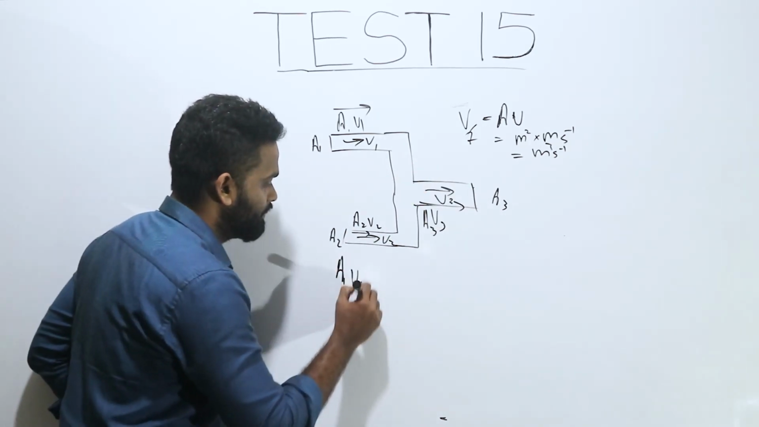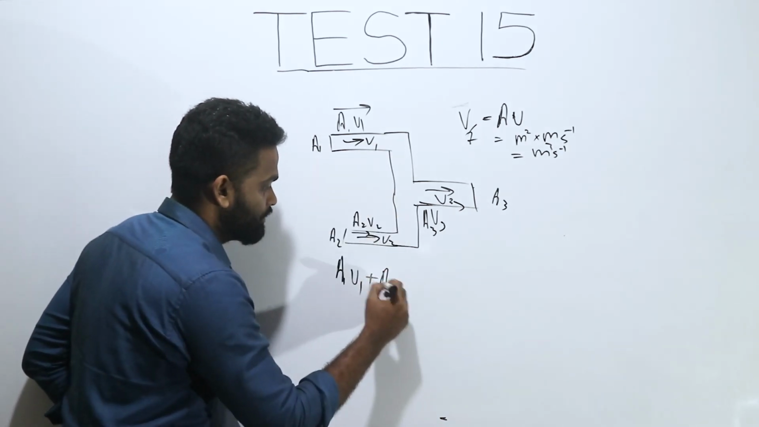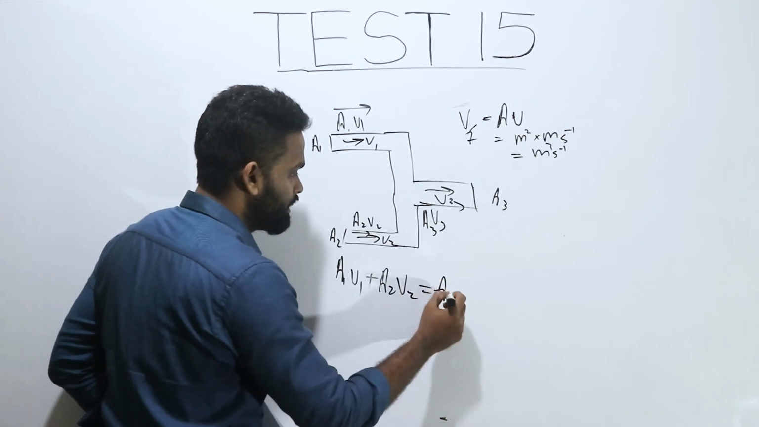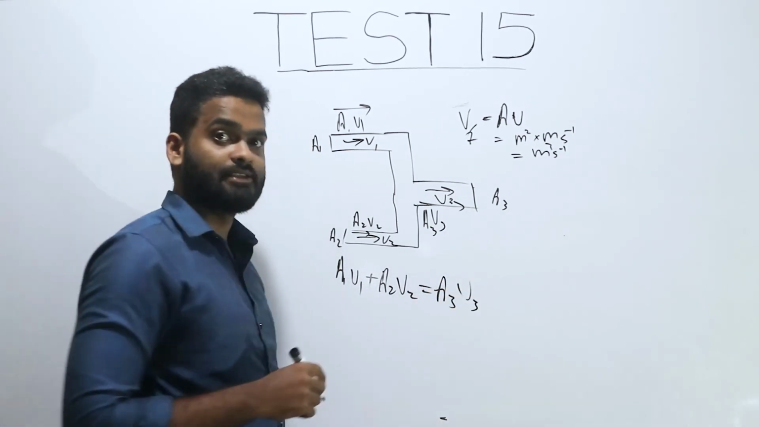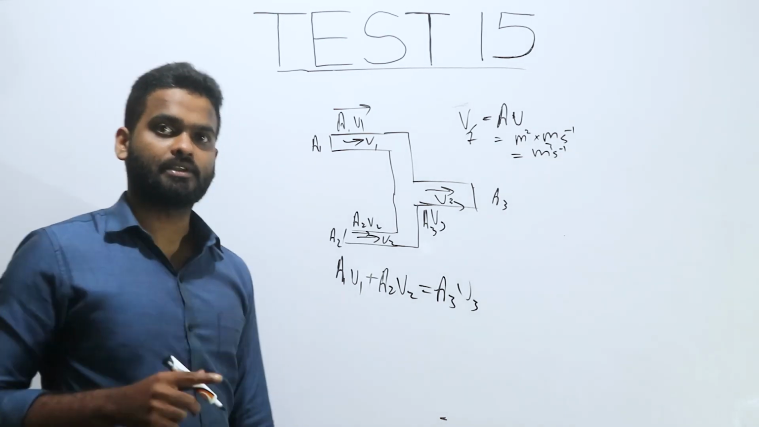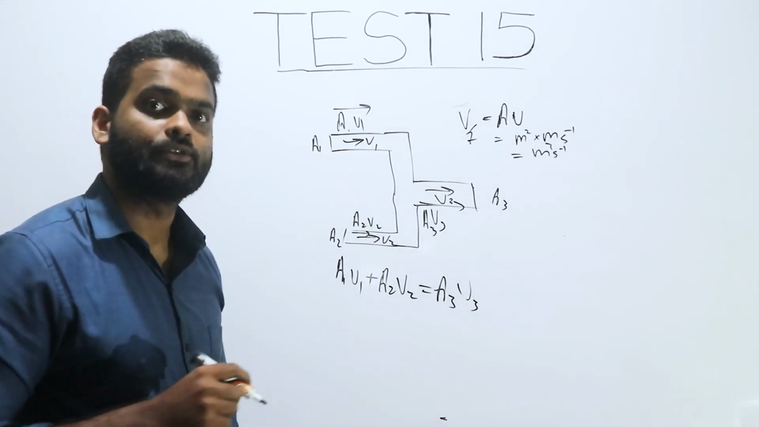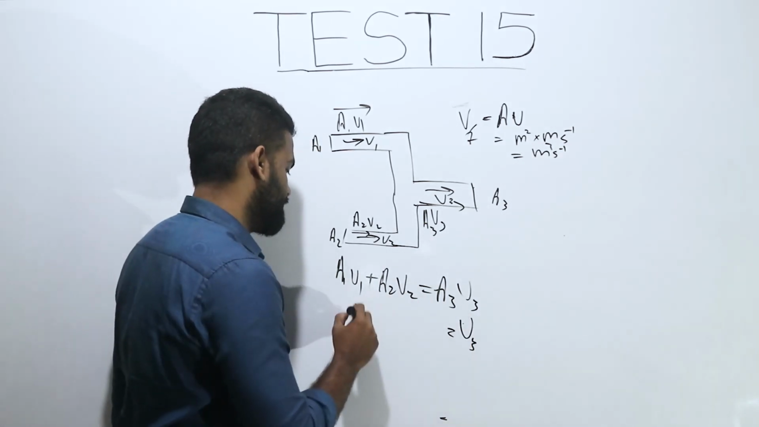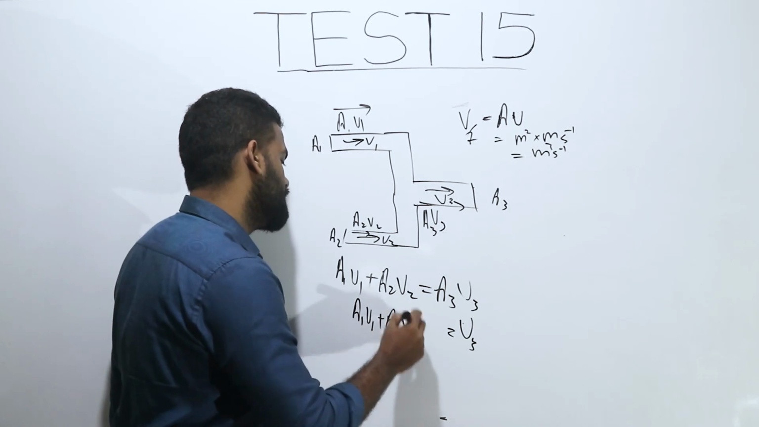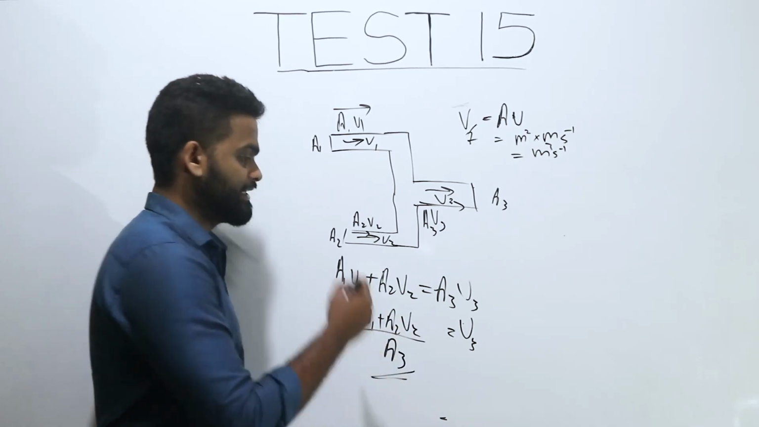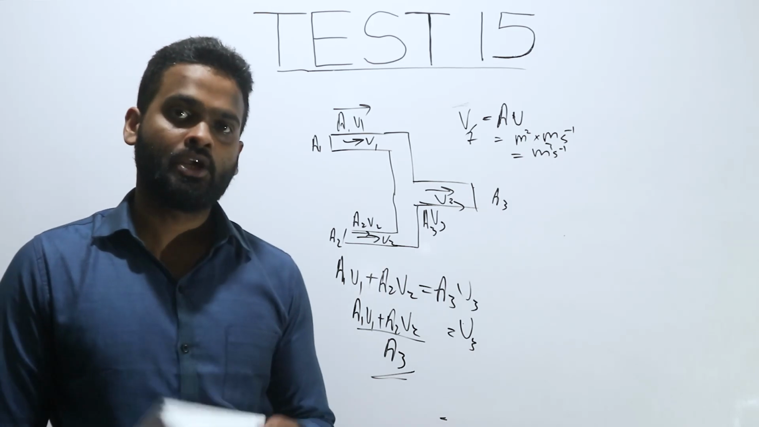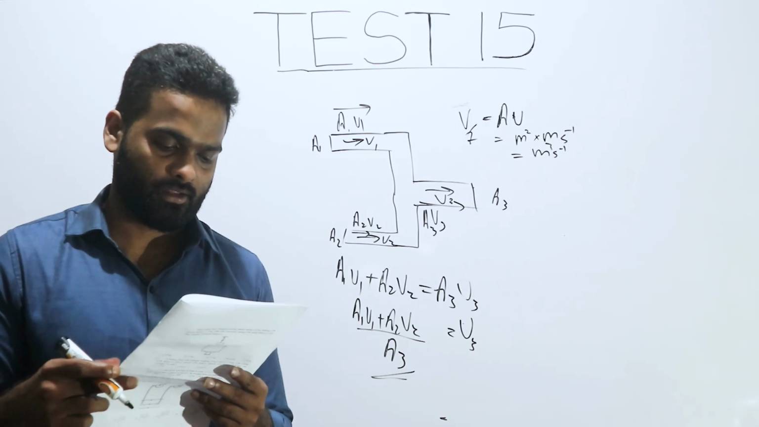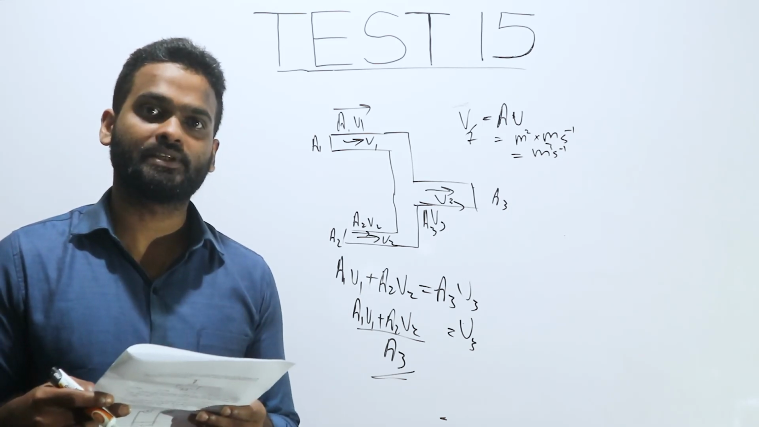So we can write A1 V1 plus A2 V2. The sum of these two is equal to the volume flow rate of the third pipe, that is A3 V3. In the question, what they ask is V3. So V3 is equal to, just divide by A3, A1 V1 plus A2 V2 divided by A3. So that is V3, the velocity of the fluid through pipe 3. So the answer should be the fourth one for the seventh question.